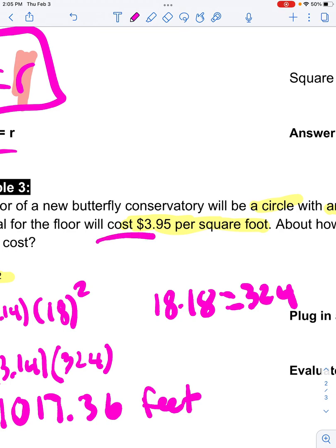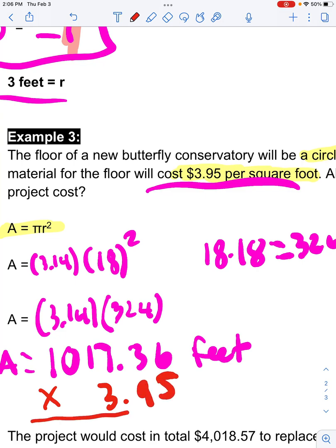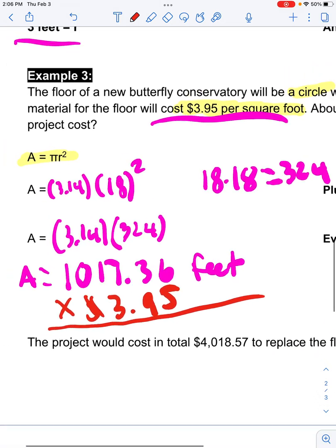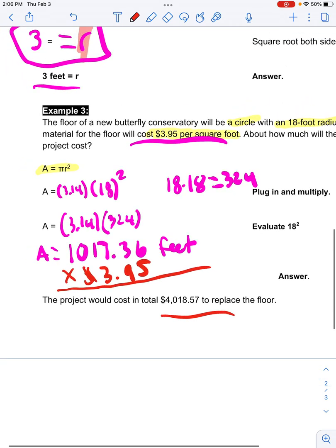However, we're not done because we have to account for the cost. So that's how much we need, but what we're going to do is take this number and multiply it by $3.95. So if I take this number and multiply it by what it costs per square foot, I'm going to get $4,018.57. So quite a lot of money for butterfly conservatory flooring.